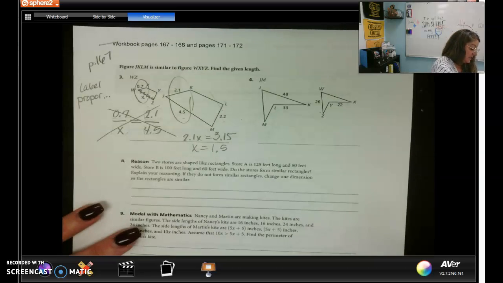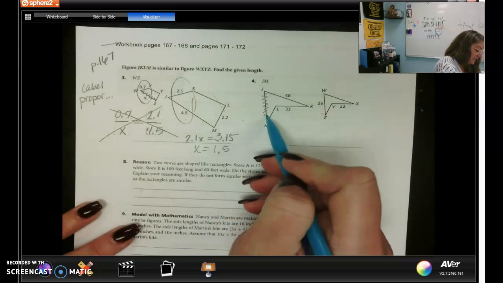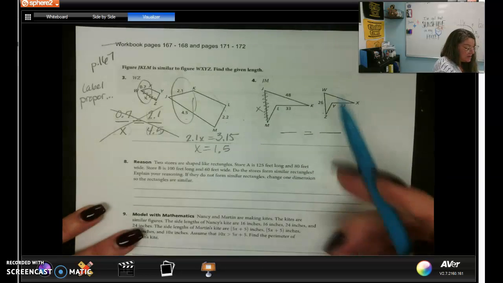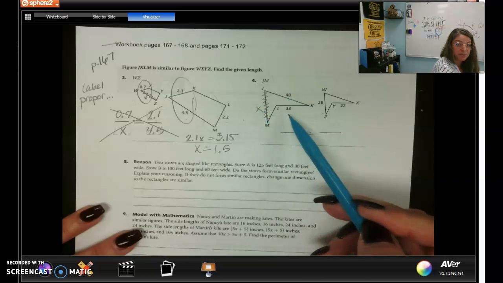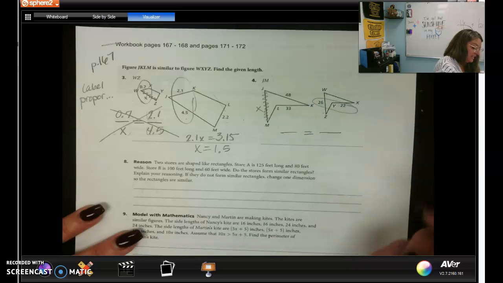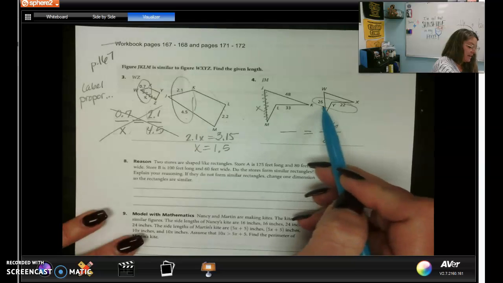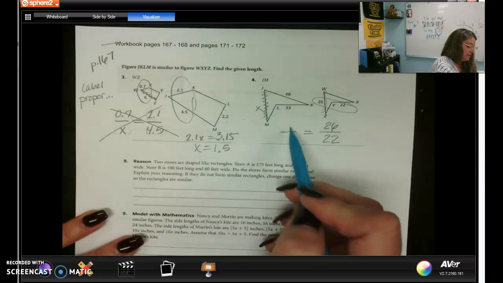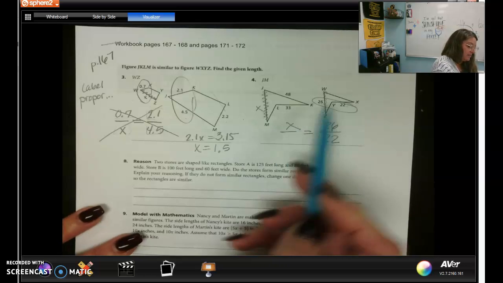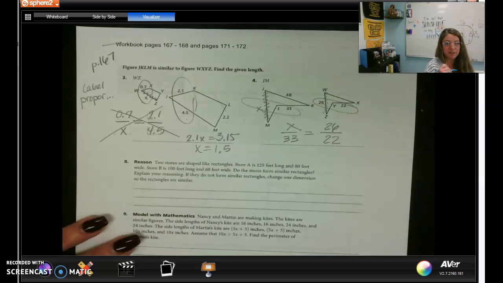So number 4, same thing. Let's go label. I'm looking for JM, so I'm looking for this zigzag side. Let's call it an X. So I'm going to do line equals line. On my first shape, though, I have three numbers, so I'm not sure which numbers to use. So I'm going to go look at my second shape, and I have 26 and 22. The side that matches the 26 happens to be our X. So I need to make sure it's lined up next to it. The side that matches the 22 is going to be that 33. Same thing, cross multiply and divide.